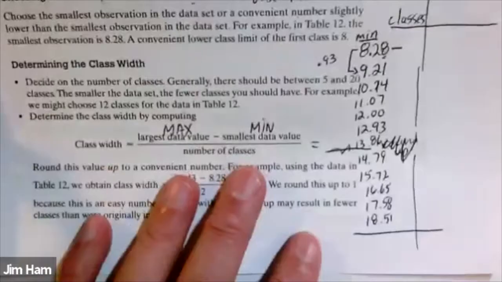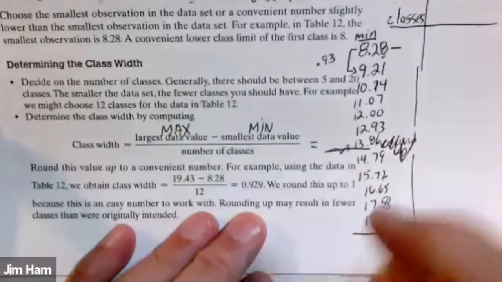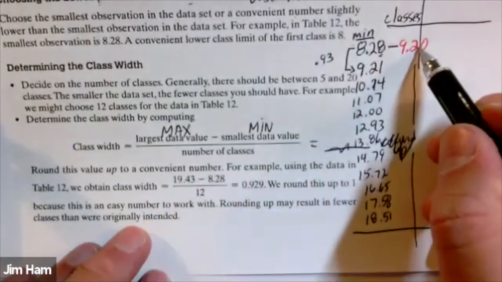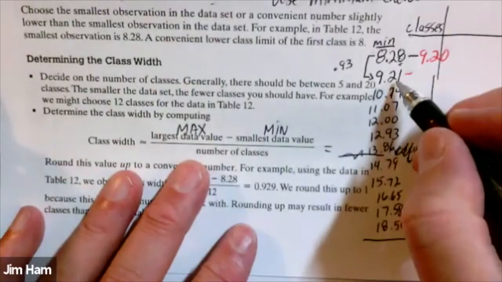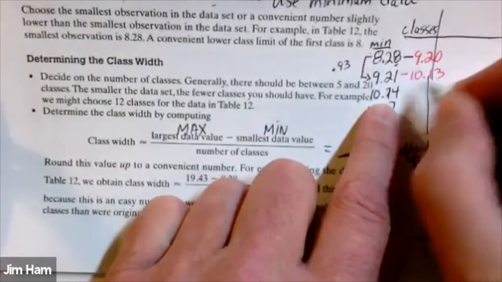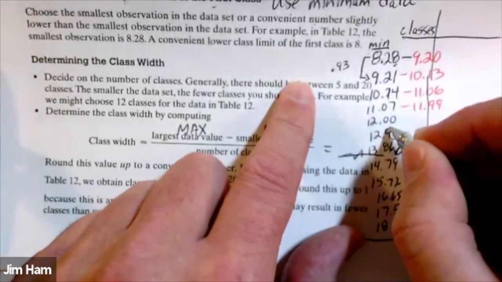Now to get the upper class limit, just peek at the lower class limit of the next class. If this one begins at 9.21, then this one must end at 9.20, because we want to make sure that this is 1/100th away from where the next one begins, since all of our data values are rounded to the nearest hundredth. It takes 0.93 to get to the next lower class, so if we just add 0.92, that's another way to do it. This is going to be 10.13 because the next one begins at 10.14. This is going to be 11.06 because the next one begins at 11.07. The ending of this class is 11.99 because the next one begins at 12.00, and so on.